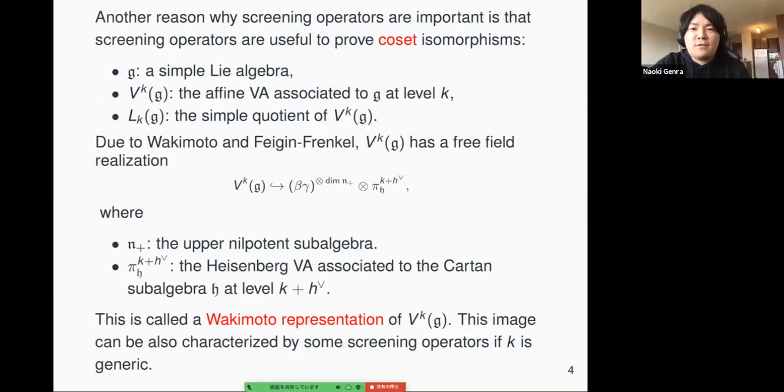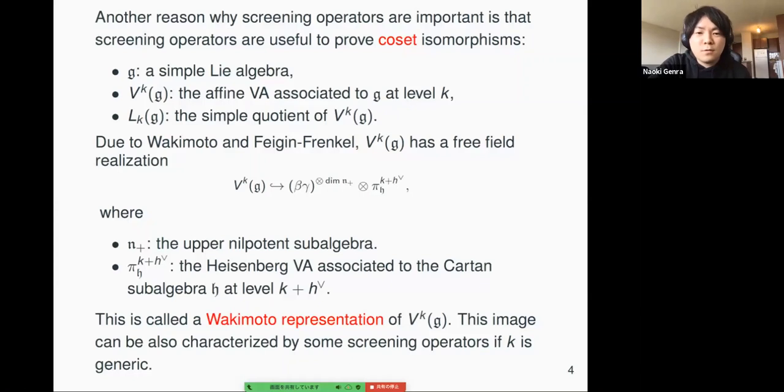Another reason why screening operators are so important is that the screening operator is a useful tool to study conformal embeddings. Now we take g, and we put some notation. g is a simple Lie algebra, V^k(g) is the affine vertex algebra, and L_k(g) is its simple quotient.